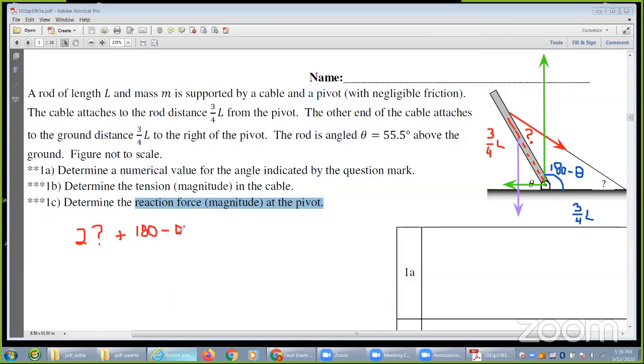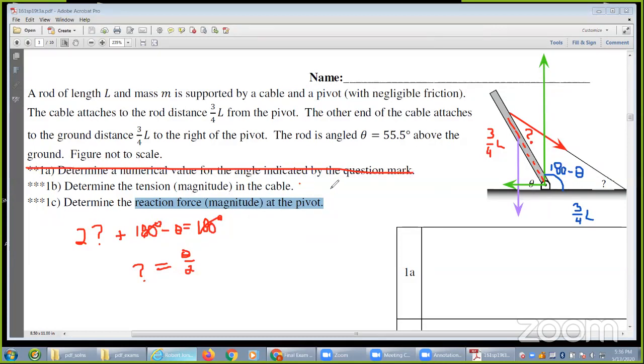minus theta equals 180. And I'm getting lazy with my degree symbol, but I'll try and put it in here. So this drops out, question mark equals theta over 2. All right. There we go. So that's that.